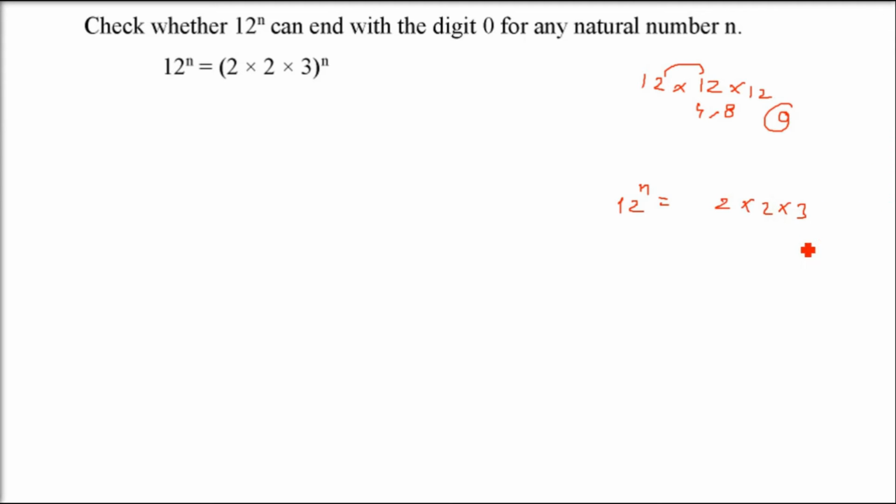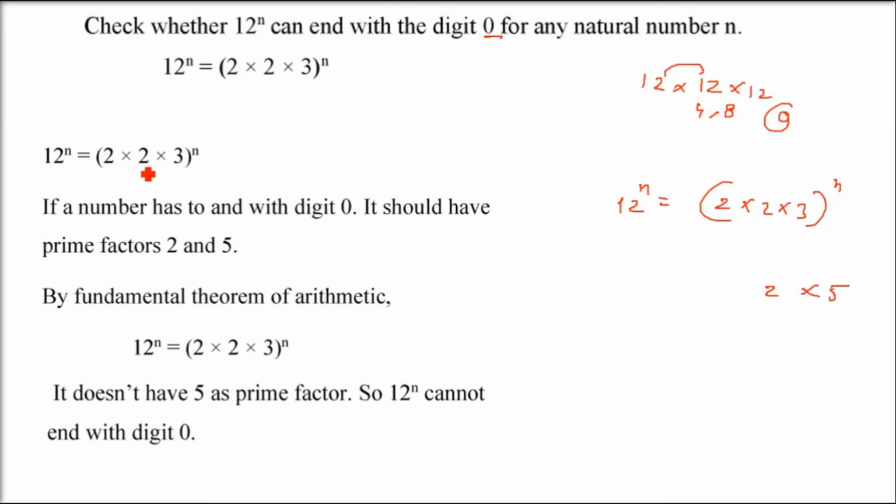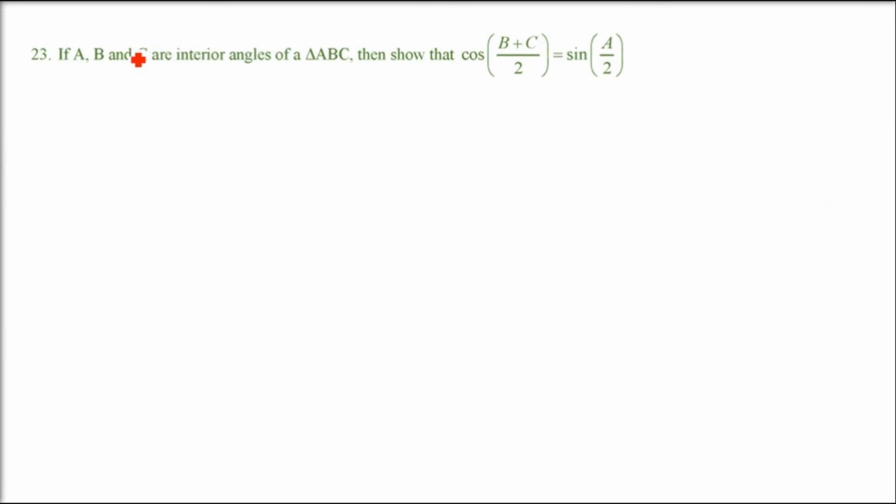Now here we have an explanation. If you need a 0, you always need 2 and 5 together, since 5 into 2 is 10. As I suggested earlier, 2 we do have, but we don't have a 5. 5 is not a prime factor of 12 raised to n. So 12 raised to n cannot end with the digit 0. There are multiple questions of this kind which are going to come.